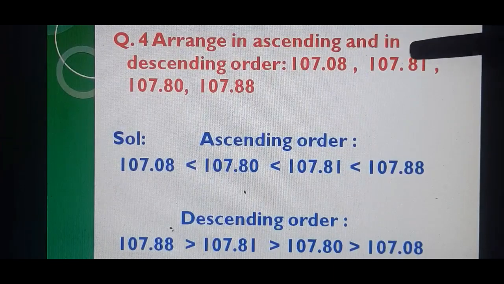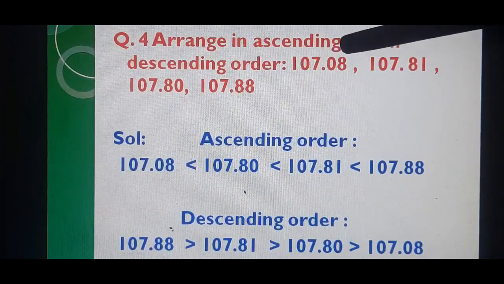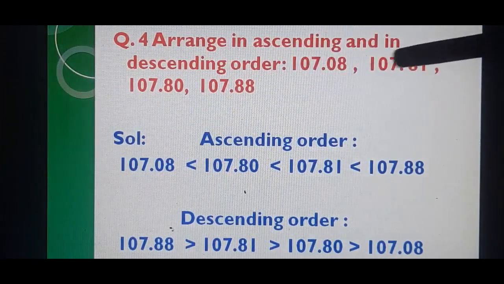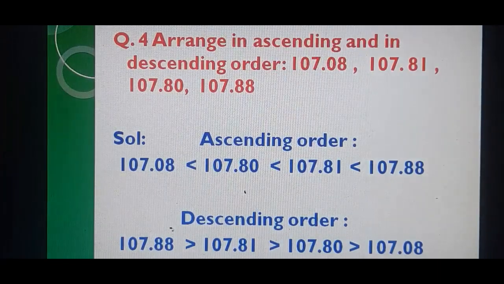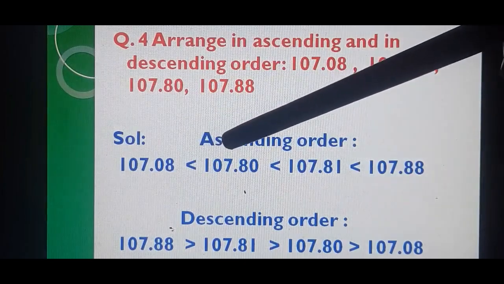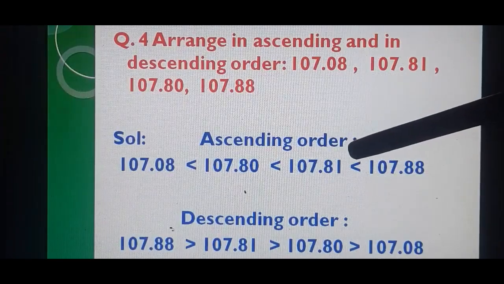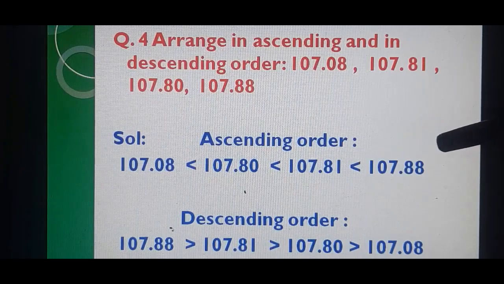Decimal 08, decimal 81, decimal 80, decimal 88. So decimal 08 is the smallest. It will become the first number. Then 107 decimal 80, then 107 decimal 81 and 107 decimal 88. So ascending order is 107.08 is less than 107.80, 107.80 is less than 107.81, 107.81 is less than 107.88. This is our ascending order.